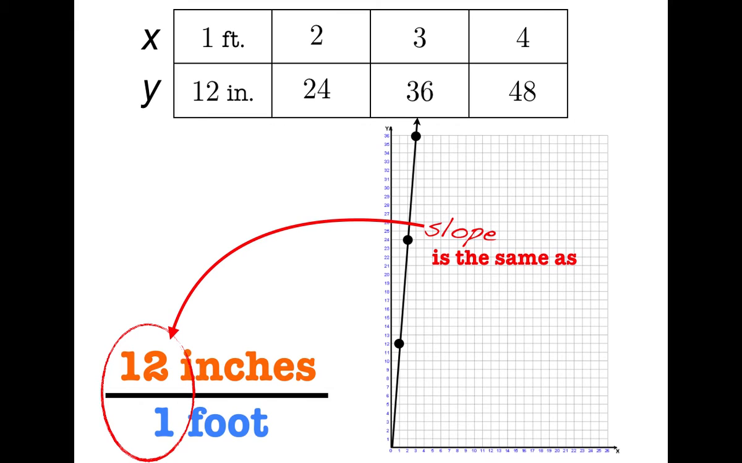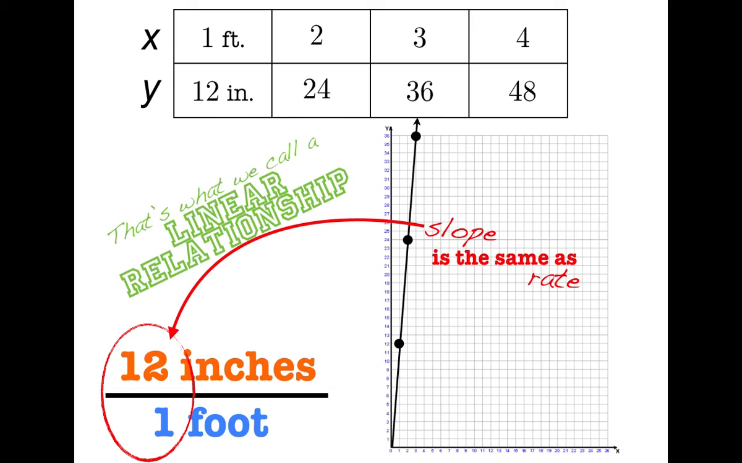Slope here, 12 over 1, is the same as the rate of change. It's the same as the unit rate, and that's the amazing truth of any linear function. Any linear function is going to have a slope that's the same as its rate of change. And that's what we call a linear relationship, because in order for the dots to make a straight line, they have to be going up and over in the same ratio. And in order for a relationship to be linear, the rate of change has to be constant. It has to be an unchanging rate of change.